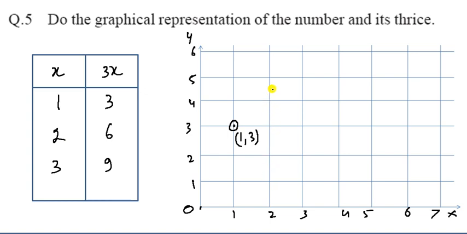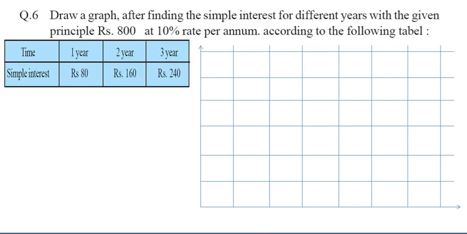So the first pair is 1, 3. You can see here 1, and it is 3, so you have to mark it like this. The second pair is 2, 6. Here is 2, and the sixth number is here, so you write 2, 6. So that is the graphical representation of the number and its thrice. So you can write like this, so it is the answer. So let us see the next question.